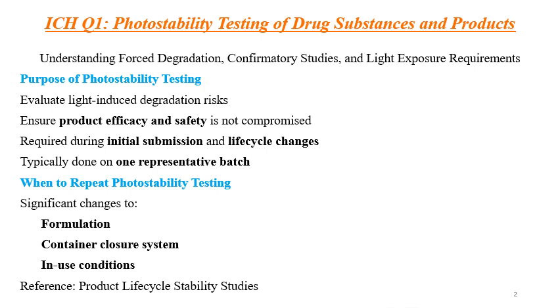As we know, the different factors affecting the stability of the drug substances and drug products are temperature, humidity, and light. So out of these, photostability testing provides the guidance for the effect of light. It is required during initial submission and life cycle changes, typically done on one representative batch. Generally, for exhibit batches, one exhibit batch stability study for the effect of light is sufficient.